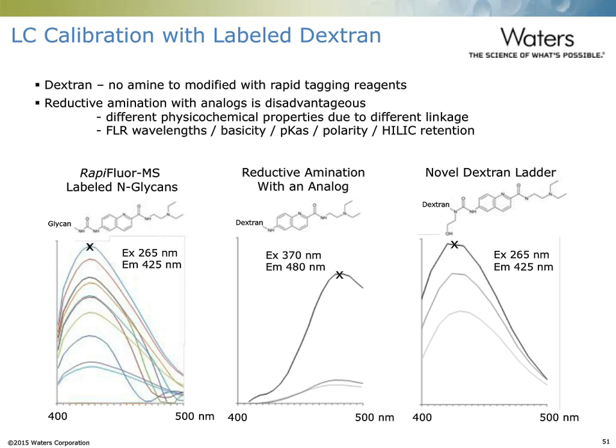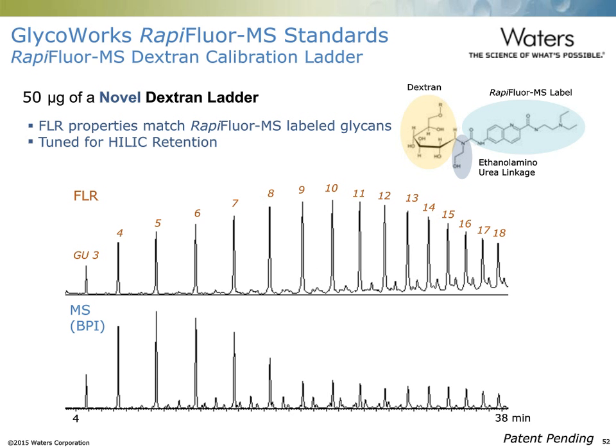The rapiflorimus dextran calibration ladder is unique in that it is produced by a process involving two steps of labeling. To prepare the standard, dextran is first reductively aminated with ethanolamine and then subsequently labeled with rapiflorimus. The obtained dextran derivative contains a urea linkage just like rapiflorimus labeled glycans.